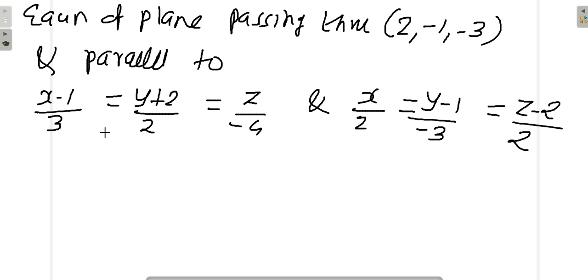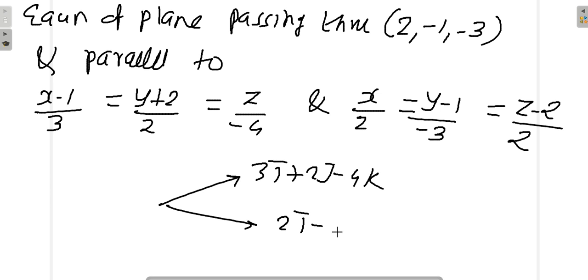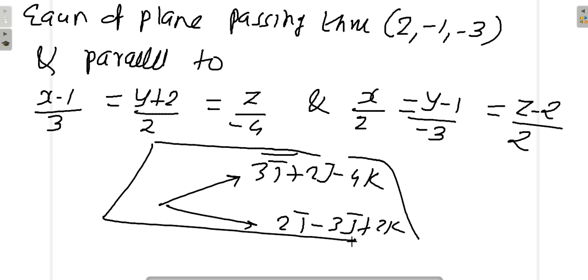In the same way, this vector and this vector are parallel to the plane, so their cross product will be perpendicular to both, giving the normal. So we have got two vectors, 3i plus 2j minus 4k, and the second vector 2i minus 3j plus 2k. They lie in the plane. So the normal will be given by the cross product of these two vectors. So we will find the normal vector n bar.